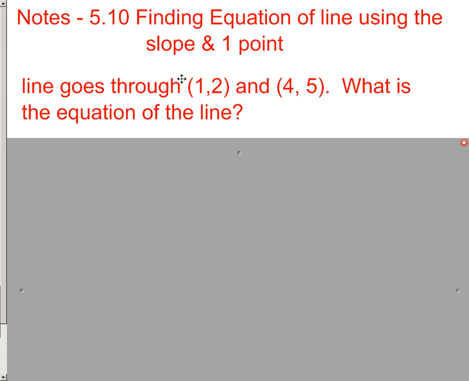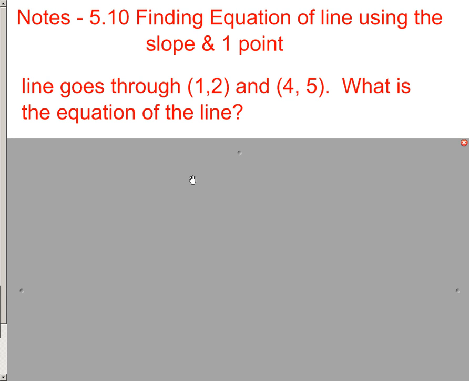Sometimes, though, we don't even give you the slope. We'll just give you two points, and we'll say a line goes through point (1, 2) and point (4, 5). What's the equation of the line that goes through these two points? Well, if we have the slope, and we can use one of these points, we can go through a series of steps to get the equation.